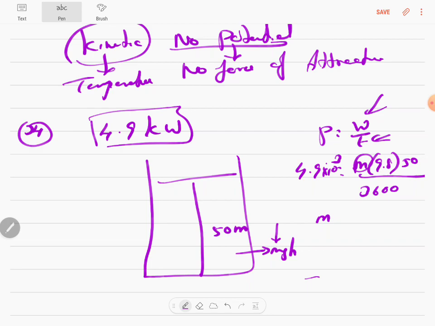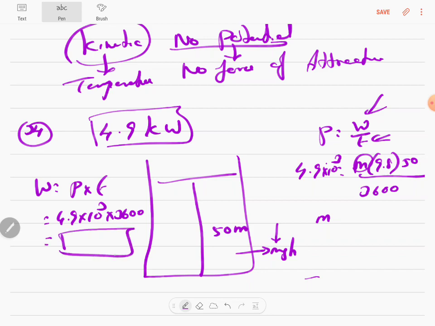What is the work done? Work done is power into time, which is 4.9 into 10 to the power 3 into 3600. You multiply this, you get the work done, which will be in joules. Multiply this and write the answer.